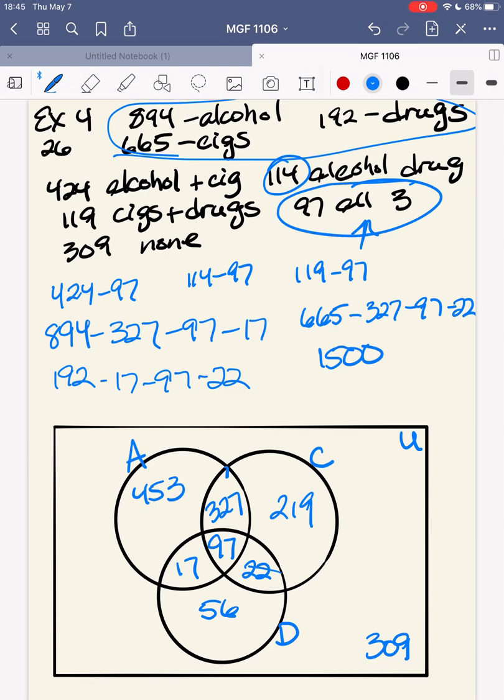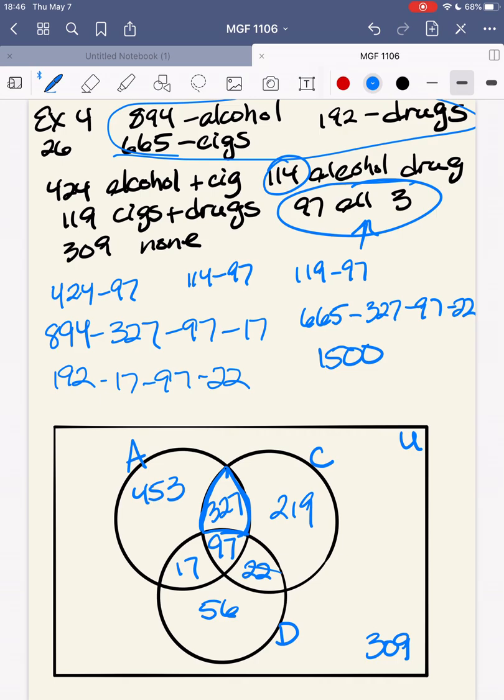Part B. How many people drank alcohol and smoked cigarettes but did not use illegal drugs? Alcohol and cigarettes, and did not use illegal drugs, is this section right here. So 327.